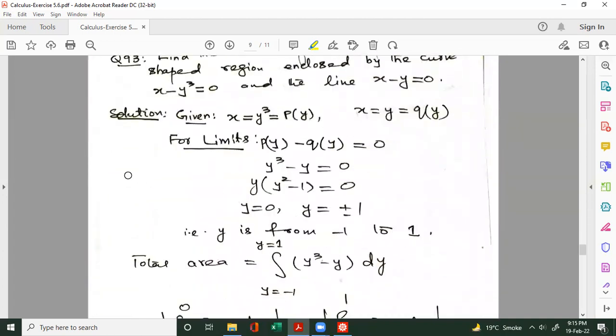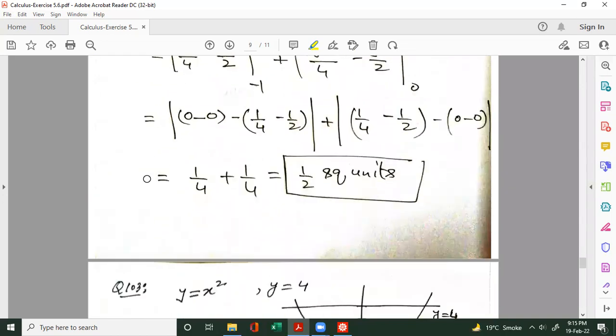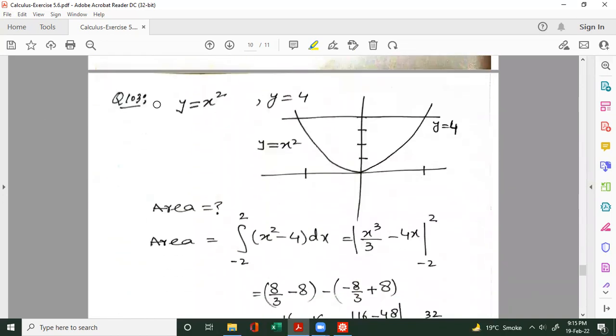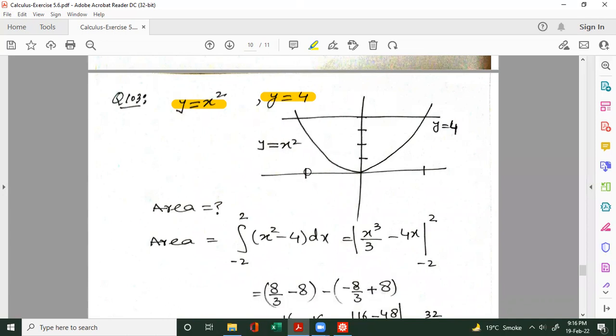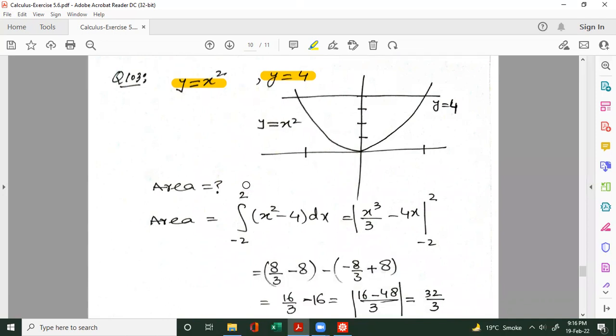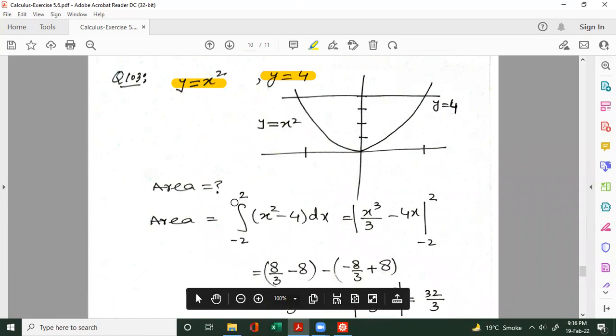So here I have the solution. Sorry, this is the solution. The given curves are y equal to x square and y equal to 4. First I wish to find the area between these two curves. I am choosing the projection along the x-axis. Clearly, the limits are from -2 to +2.